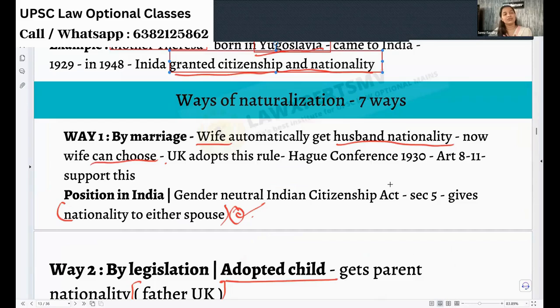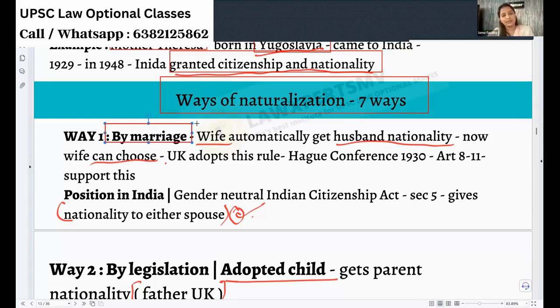Next, we are seeing ways to acquire nationality, and we saw lots of ways. One way is naturalization, and under naturalization we have another 7 ways. That's what I'm going to tell you. Naturalization has 7 ways of acquiring citizenship. The first way is by marriage, very much used in the world. It goes to such a height that people make fake marriages. They pay money to get married, to be a citizen of that particular place.